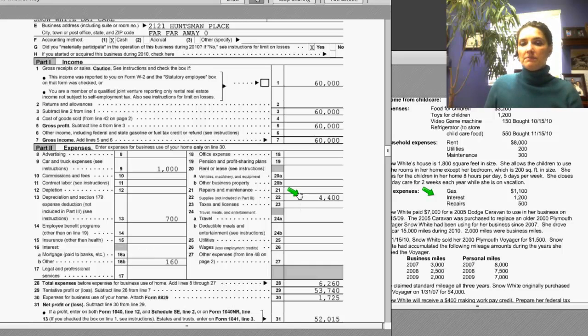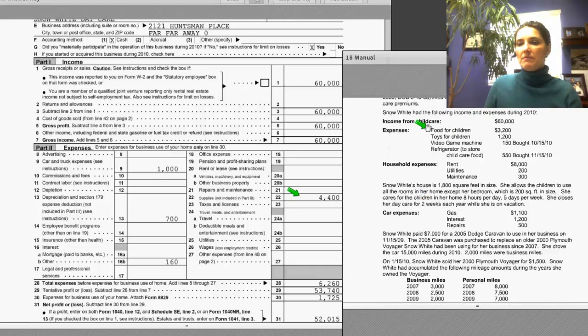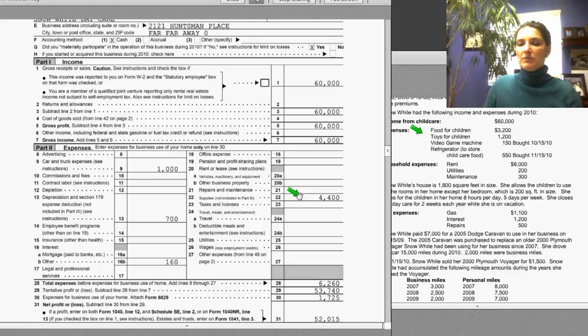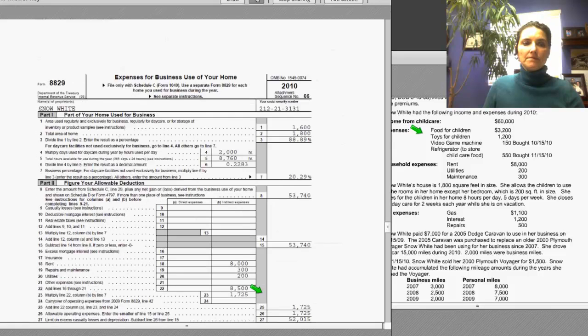The next item in line is supplies, and we gave you 2 different supplies to look at for Snow White. One was food for children in the amount of $3,200, and the other is small toys for the children in the amount of $1,200. They're non-depreciable. They have a life of less than a year when you've got a whole bunch of kids playing with them. So we entered those as supply expenses, and those are combined to be $4,400 on line 22. We add up total expenses that Snow White had for the year as $6,260. And that gives her a tentative profit on line 29 of $53,740.